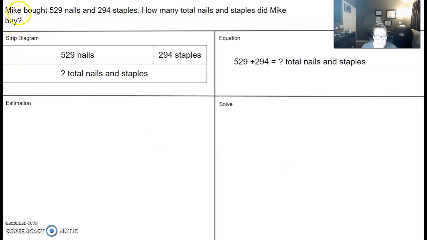The next question says Mike bought 529 nails and 294 staples. How many total nails and staples did Mike buy? Again, you have your strip diagram and your equation. Today you're going to do your estimation and you're going to solve.